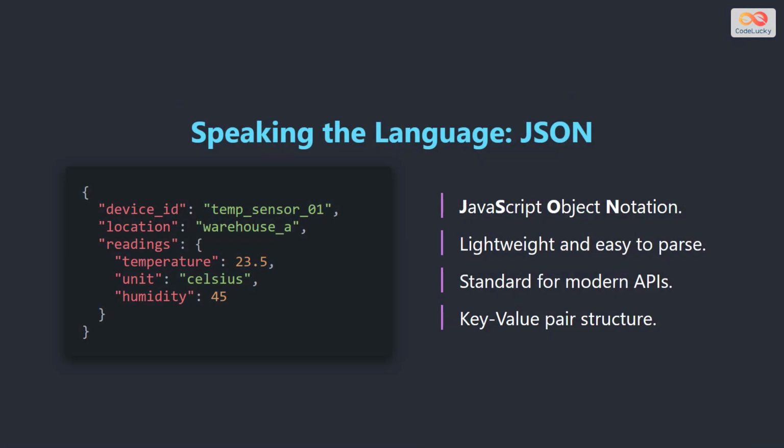When devices send data back and forth, they need a common language. JSON, or JavaScript Object Notation, is the standard for modern APIs. It is lightweight, easy for machines to parse, and easy for humans to read. It uses a simple key-value pair structure to represent data like sensor readings or device locations.